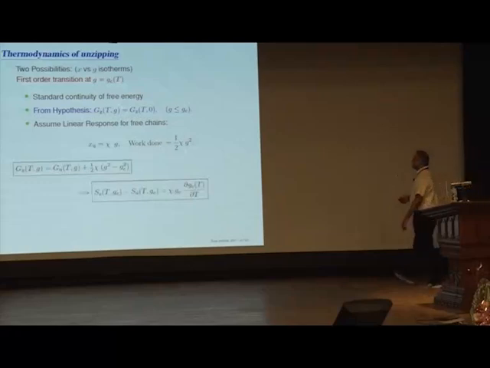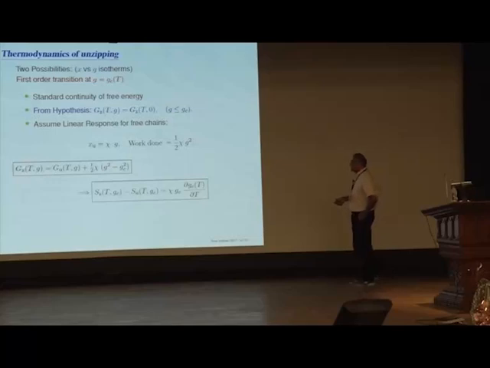One can write down the expression for free energy of the zipped state. Z represents zipped state or the bound state, and U represents the unzipped state. So one can express using these three statements, the zipped free energy can be expressed in terms of the unzipped free energy plus this extra piece of work done, which is half chi times g squared minus gc squared.